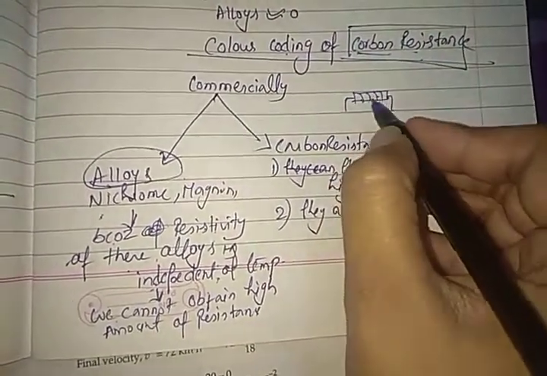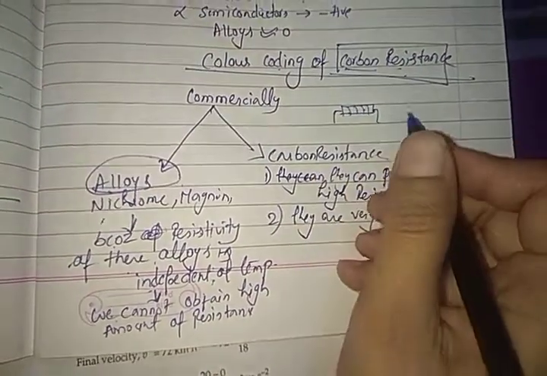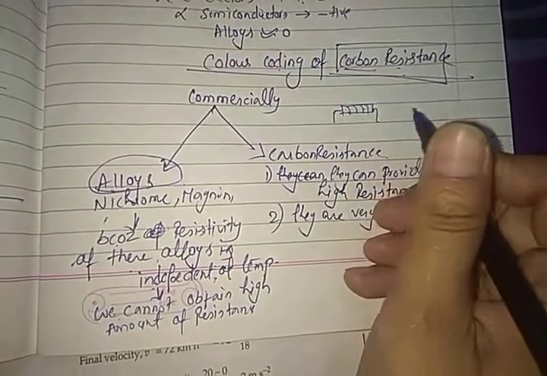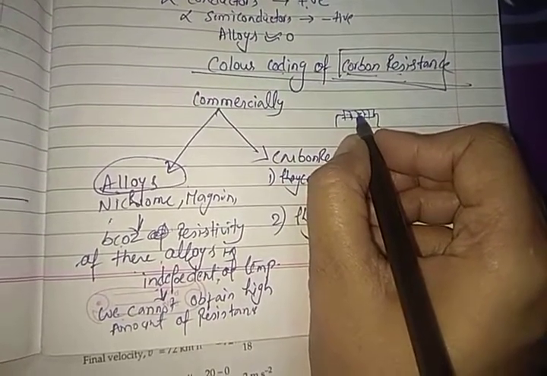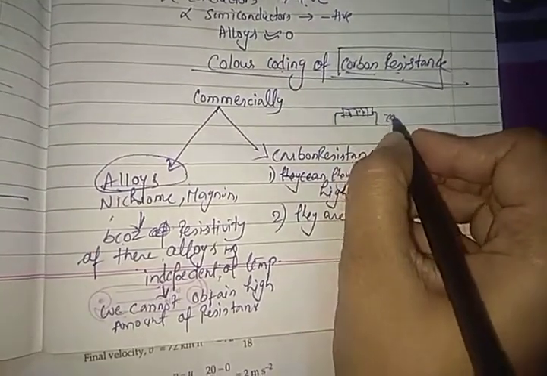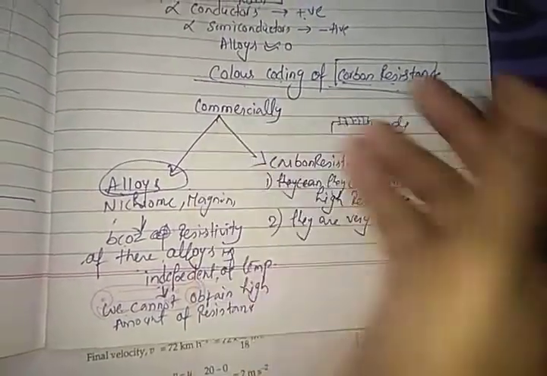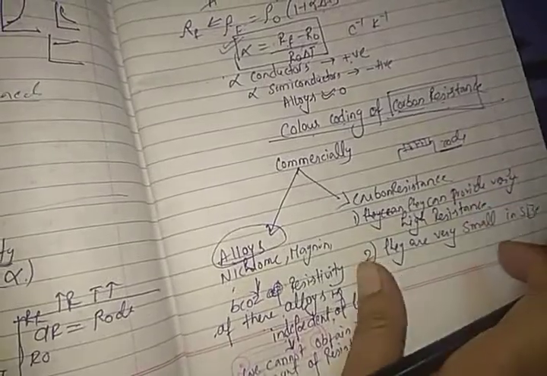Now students, since they are very small in size, we cannot write its value on them. So that is why we use a code. This code is called the color coding of carbon resistor. And this coding is set in the international market. From this we get the exact value of resistance.